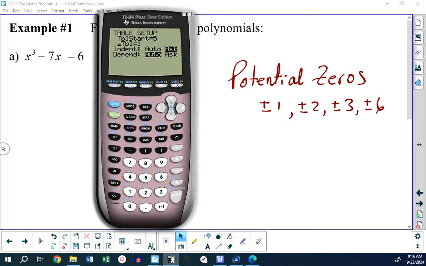So I go to my table and I enter a 0. Now I have some other stuff in here. A potential 0 is 1. I'm going to put 1 in. I do not get 0. That means I can strike x minus 1 from my list of factors. x minus 1 is not a factor. But what if I use negative 1?